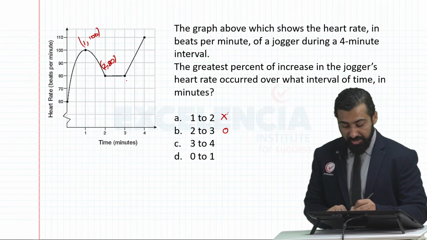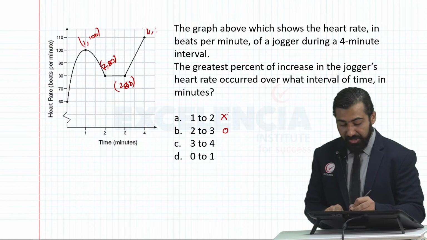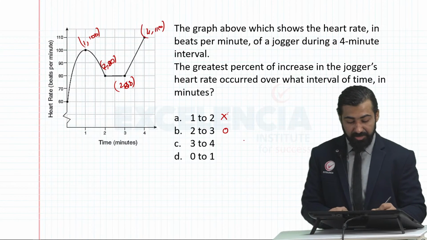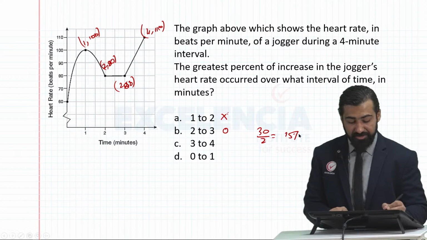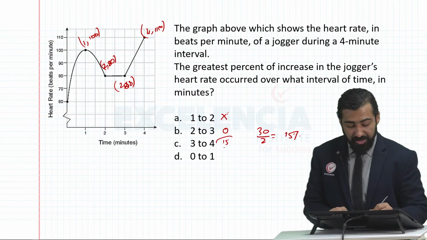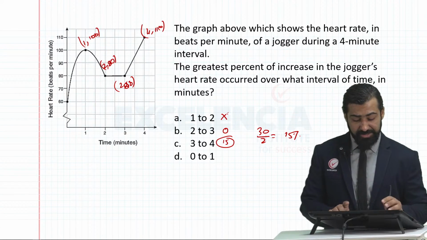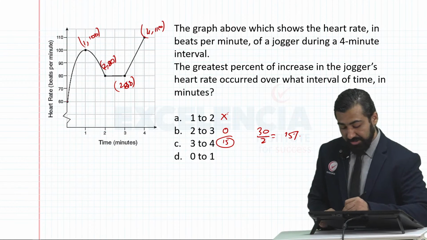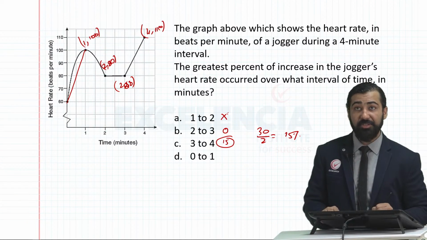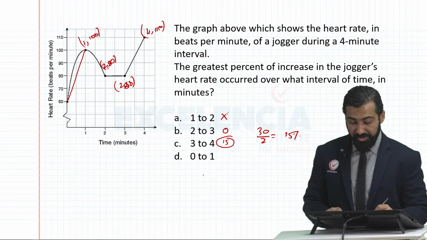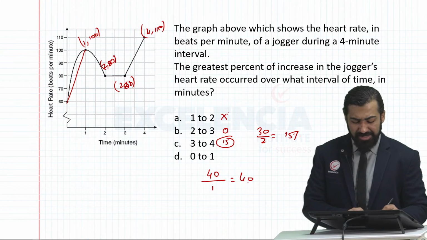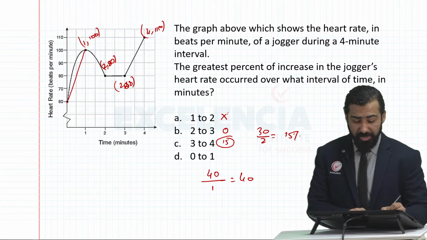3 to 4, your interval will come out to be 280, and this is 410. So increase will come out to be 30 divided by 2, or 15. Okay, so here your increase is 15 times 100, which will give you 1500% increase, and from 0 to 1 we want to know how much is the increase here. So 0 to 1 I have 100 minus 60, that's 40 divided by 1. So highest increase is from 0 to 1 rather than from 3 to 4.